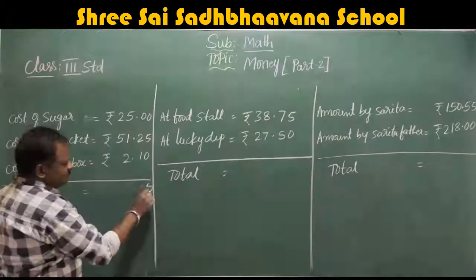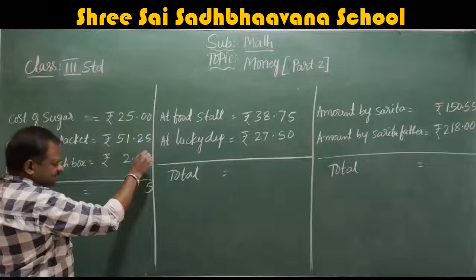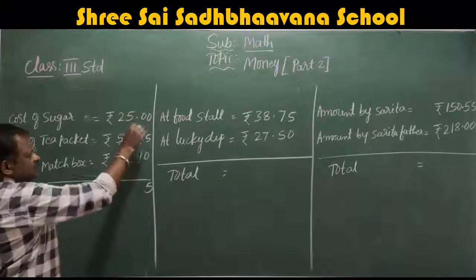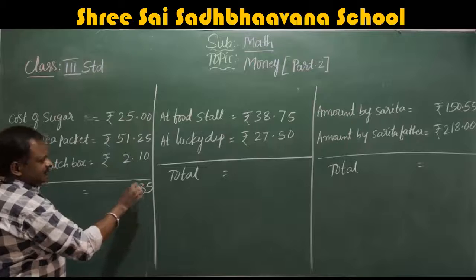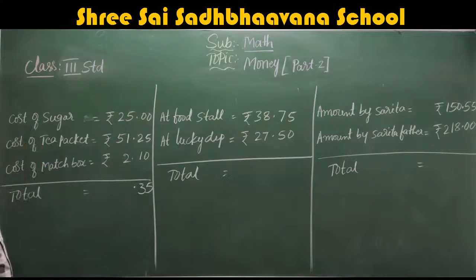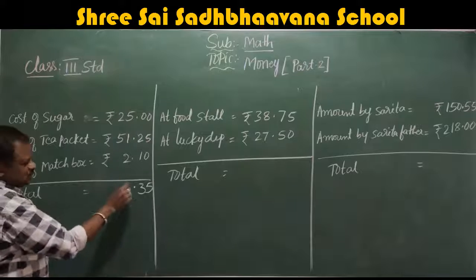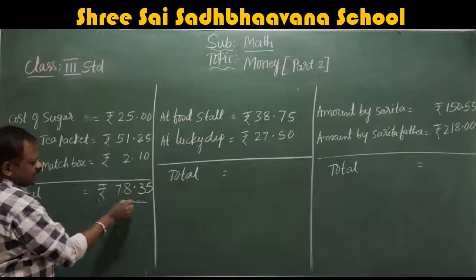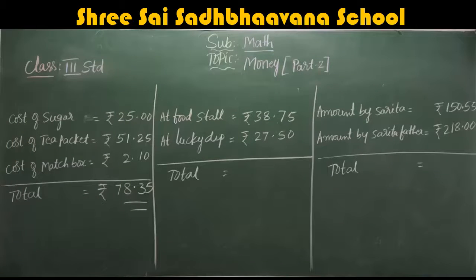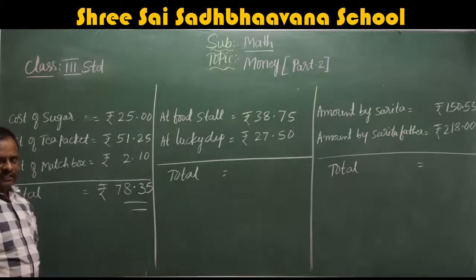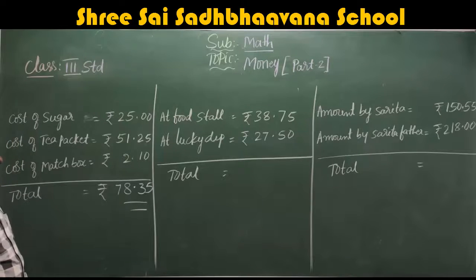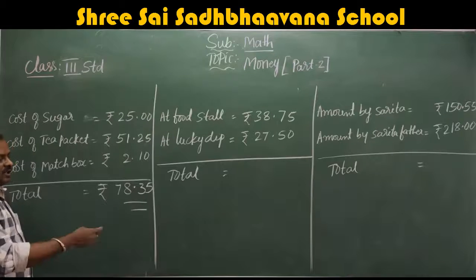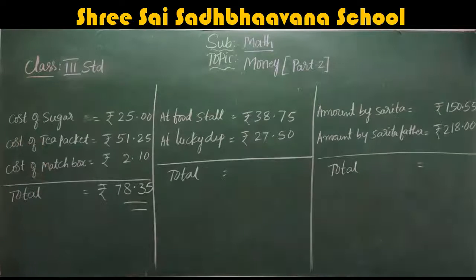Add: 5, 0 plus 5, 5 plus 0, totally get 5. 0 plus 2, 2, 2 plus 1, 3. Decimal point as it is. Next, 5 plus 1, 6. 6 plus 2, 8. 2 plus 5, 7. So, what is the total amount spent by her? Chavi is rupees 78.35. Chavi went to a grocery shop to purchase the sugar, tea packet and matchbox. Cost of sugar is rupees 25, cost of tea packet is rupees 51.25 and the cost of matchbox is rupees 2.10. Totally, she has paid rupees 78.35.